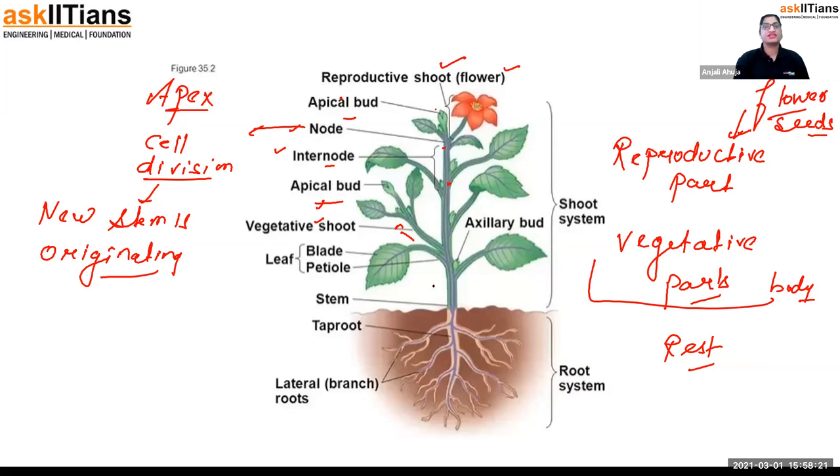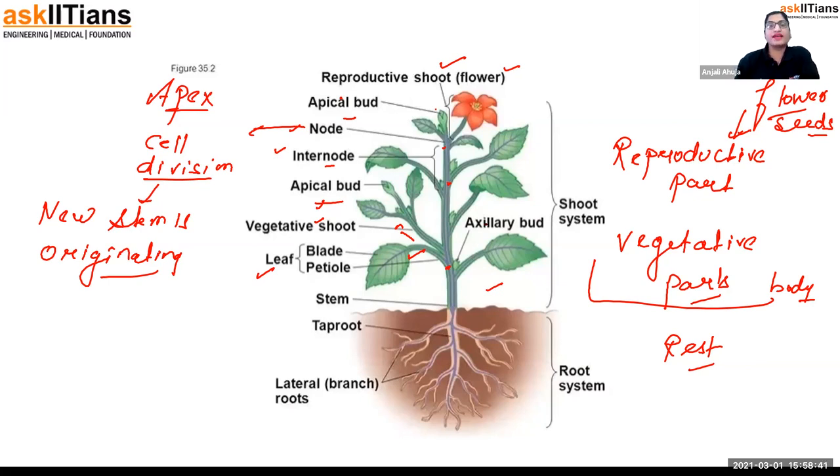Okay. So this is the leaf which is present and growing from the node region. Leaf also has its own parts. What are the parts? I'll mention it at the time of the leaf, but this is the main stem. And this stem is the one on the basis of which we call a plant a herb, shrub or tree, a woody plant.